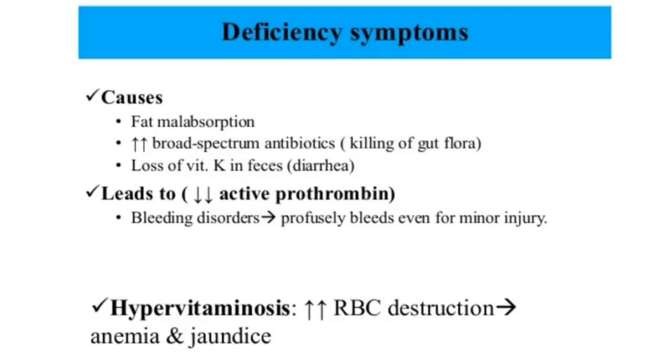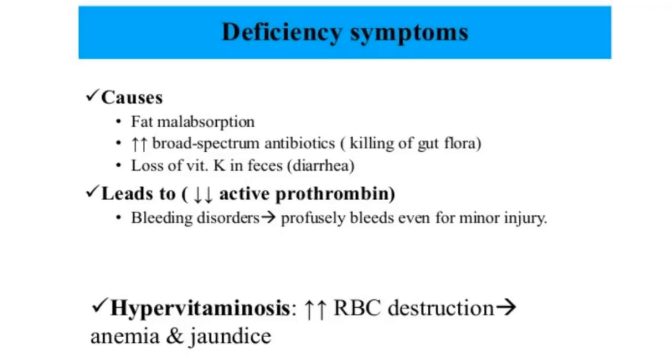Now what are the deficiency symptoms? It leads to bleeding disorders due to a decrease in active prothrombin levels. So what happens in bleeding disorders? A minor injury results in profuse bleeding. Now what is the hypervitaminosis of vitamin K? Hypervitaminosis results in increased RBC destruction, resulting in anemia and jaundice.